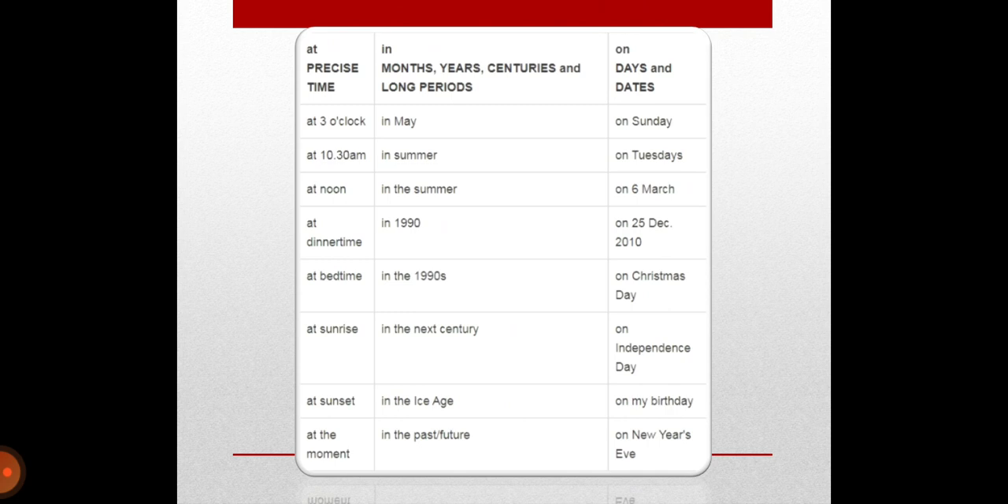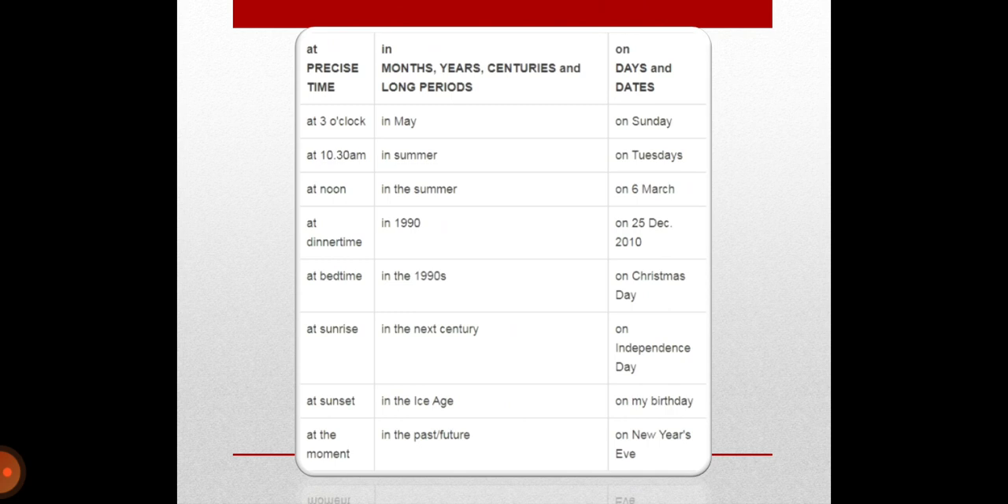Also, we can use in. In is used before months, years, centuries, and long periods, as in May, in summer, in the summer, in 1990, in the 1990s, in the next century. All these are long periods, months, seasons.